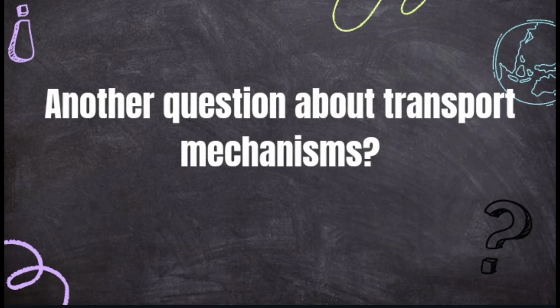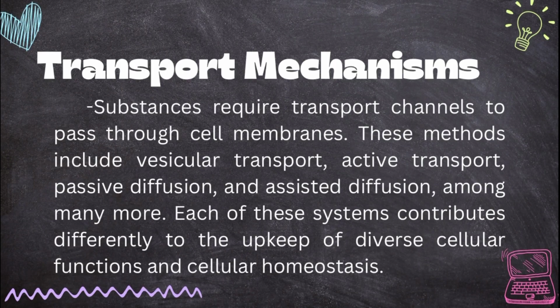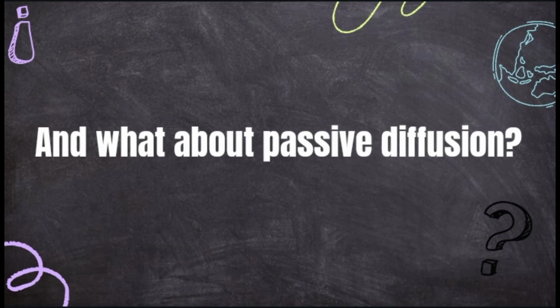Another question about transport mechanisms. Substances require transport channels to pass through cell membranes. These methods include vesicular transport, active transport, passive diffusion, and facilitated diffusion, among many more. Each of these systems contributes differently to the upkeep of diverse cellular functions and cellular homeostasis. And what about passive diffusion?